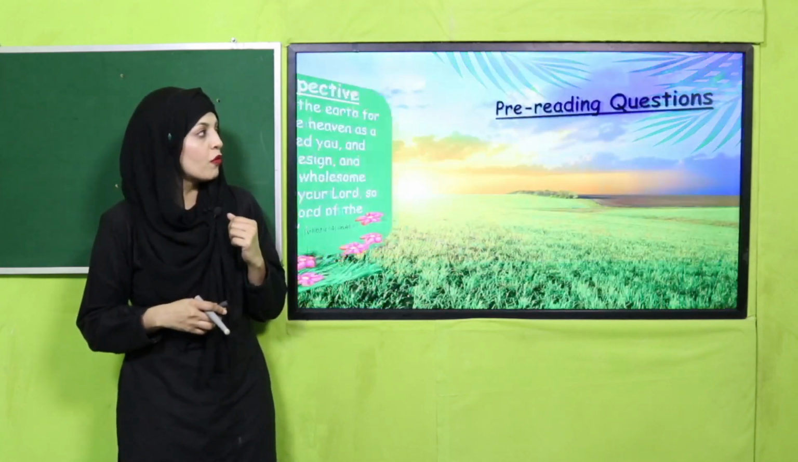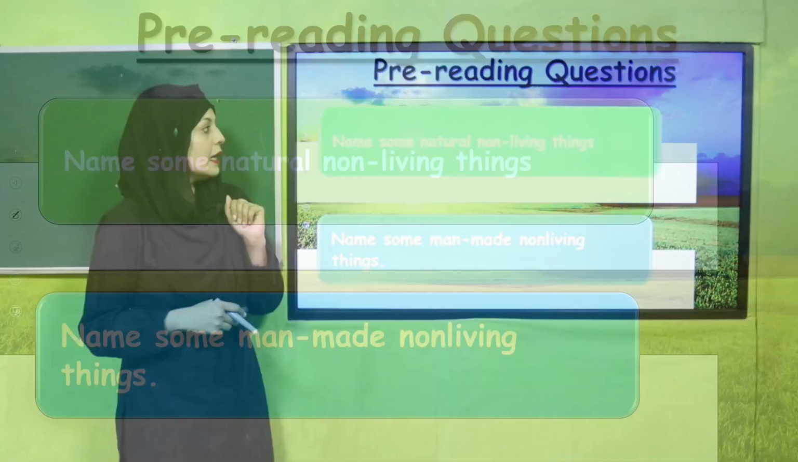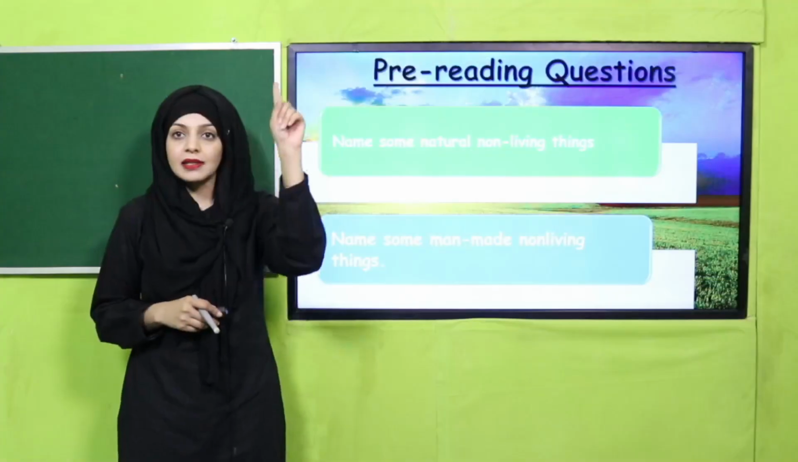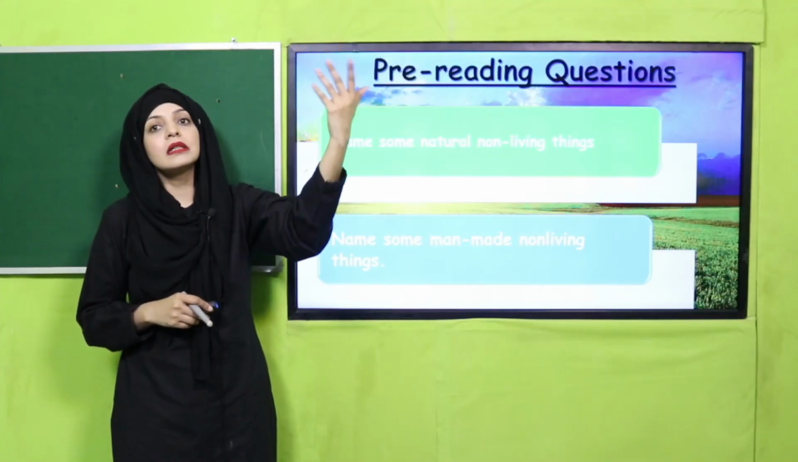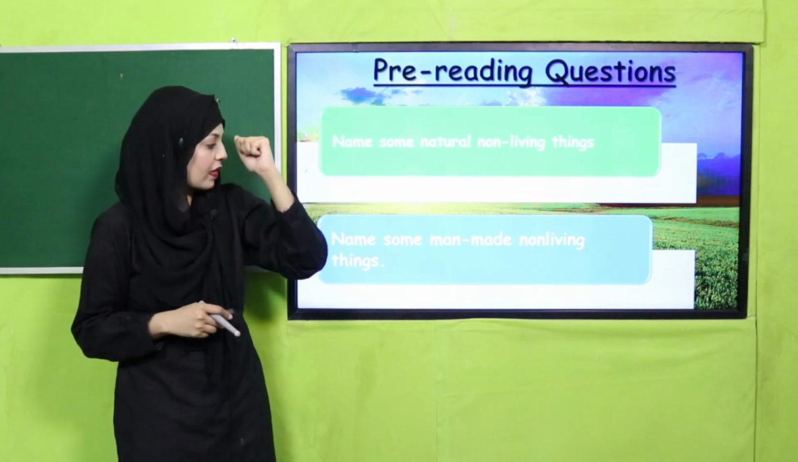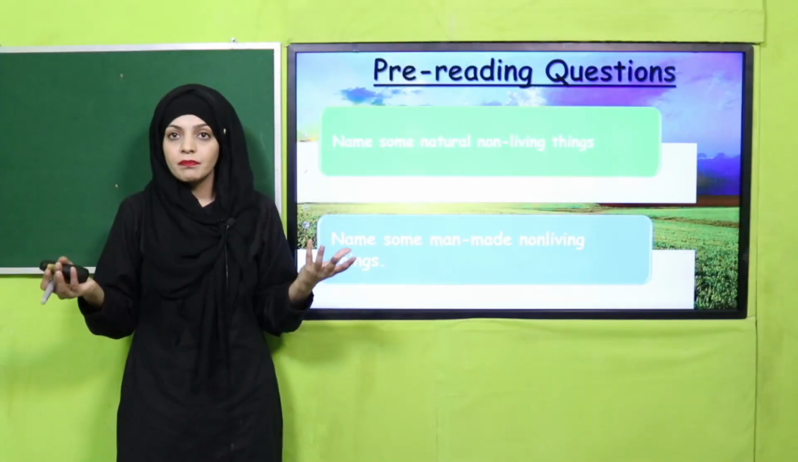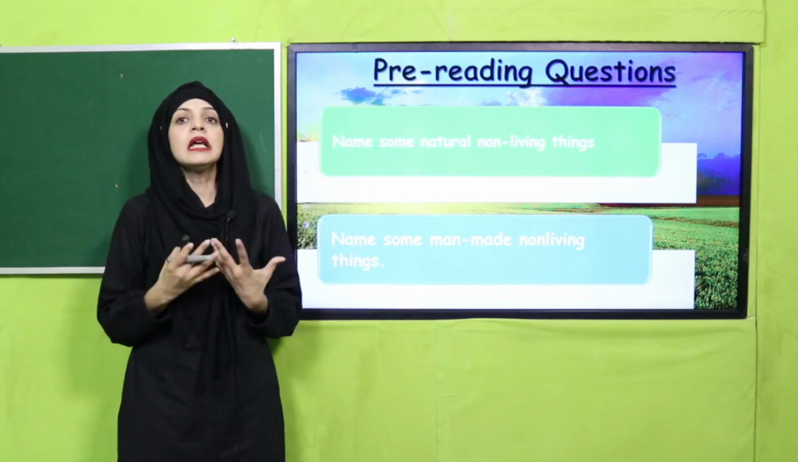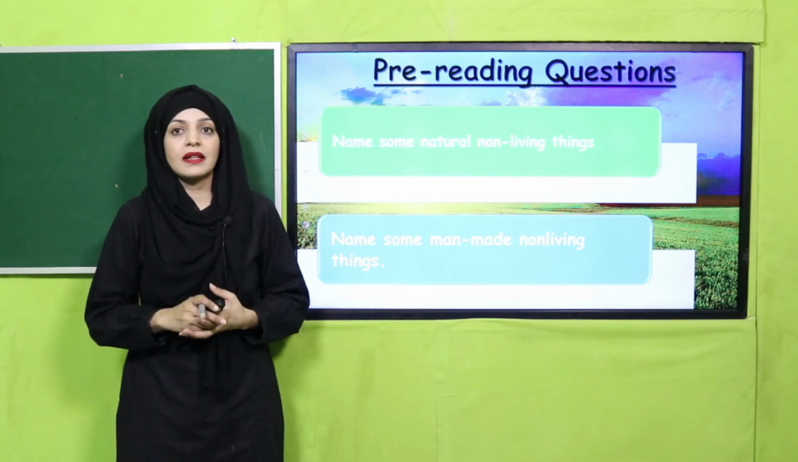From here, we will move forward towards pre-reading question. Quickly answer them. Name some natural non-living things. Natural non-living things. Sun, air, water, land. These are natural non-living things. Name some man-made non-living things. Books, computers, pencils, pens, chairs, tables, fans, AC. These are all man-made non-living things. Very good.